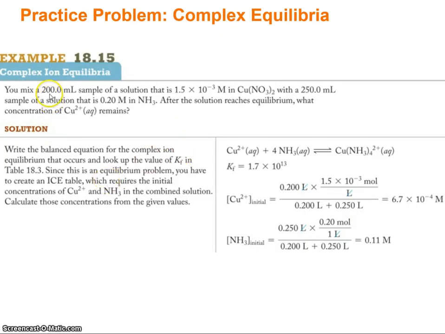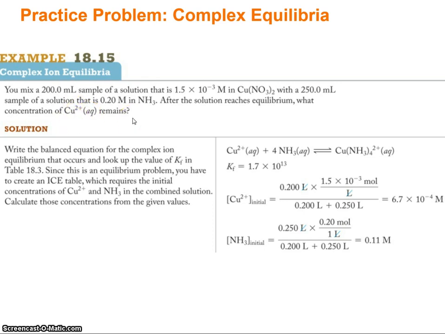I mixed 200 milliliters of a 1.5 times 10 to the minus 3 molar copper nitrate solution with 250 milliliters of a 2 molar NH3 solution. After the solution reaches equilibrium, what's the concentration of any copper 2 plus that is free?